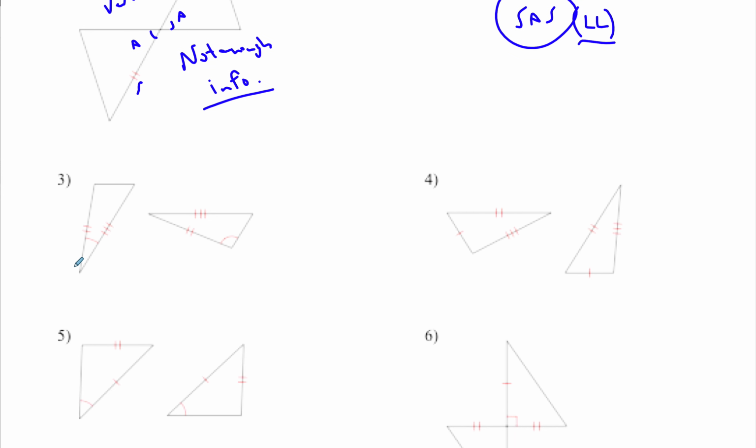What about this? I don't see a right angle, right? And I see a side, angle, side configuration here, and an angle, side, side here. Not enough info. Okay. Hey, what's that? That is side, side, side, right?